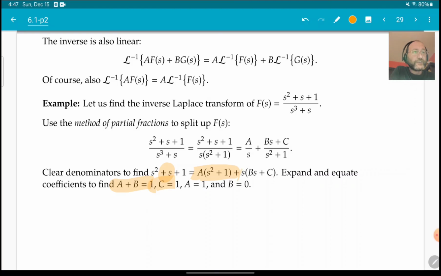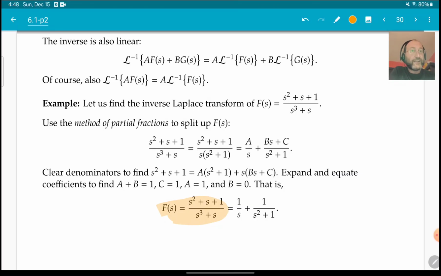Then for constants, there's no constants out of here. For here, I just get a, right? So a has to be 1. So if a is 1, then b has to be 0, because if a is 1, a plus b is 1, so b has to be 0. Okay, so a is 1, b is 0, c is 1. We plug that in, and whatever this capital F is, I can write it like this: 1 over s plus 1 over s squared plus 1.